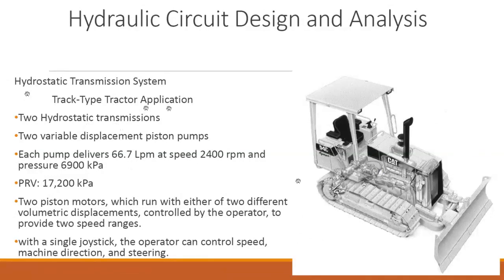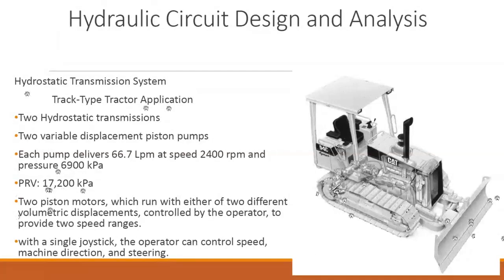One hydraulic system is controlling this barrier, or this thing that goes up and down, moves forward or backward, and the other hydraulic system would be taking care of this one, which is the metal belt which runs the whole tractor. So two variable displacement piston pumps are there. Each pump delivers 66.7 liters per minute at a speed of 2,400 RPM and a pressure of 6,900 kilopascal. The pressure relief valve is set at a pressure of 17,200 kilopascal.